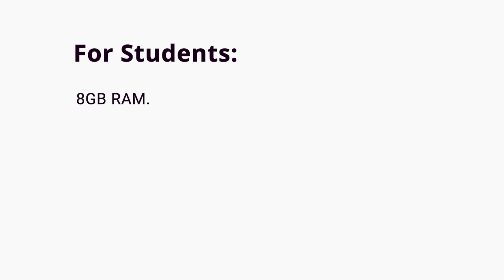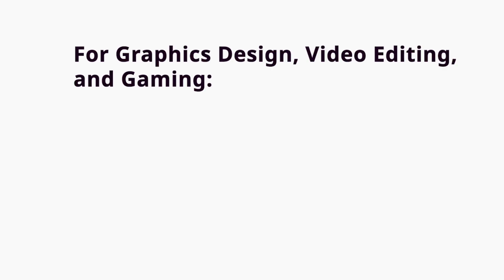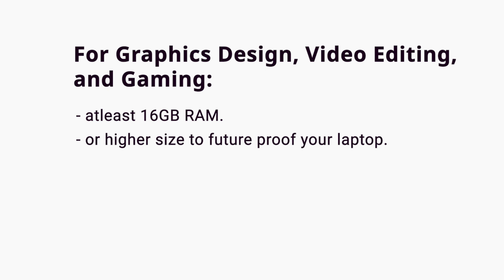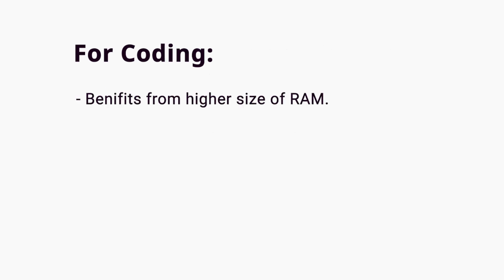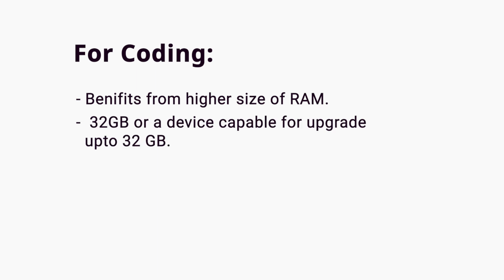With this, you can perform multitasking, run applications like Photoshop, or even perform video editing at low resolution. For graphics design, video editing and gaming, you need at least 16GB RAM. You can even have 32GB RAM to perform your tasks more smoothly or future-proof your device. For coding, you will get benefits from having a higher amount of RAM. So you should go with 32GB RAM or at least have a device capable of upgrading up to 32GB.